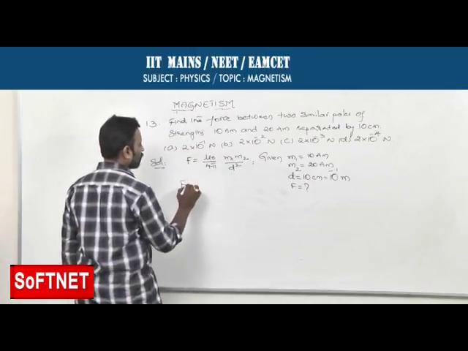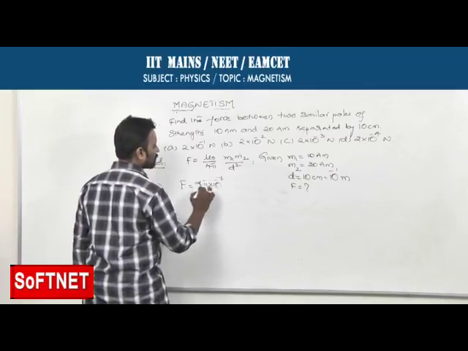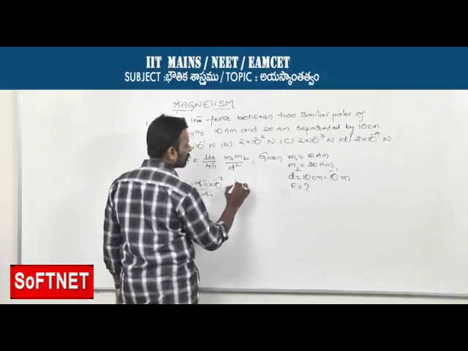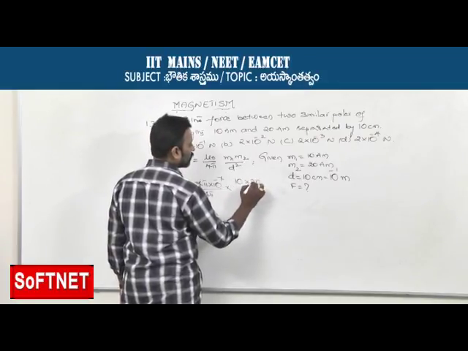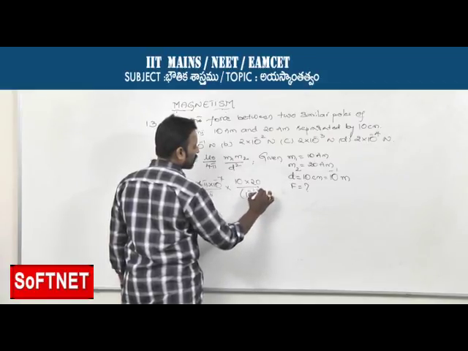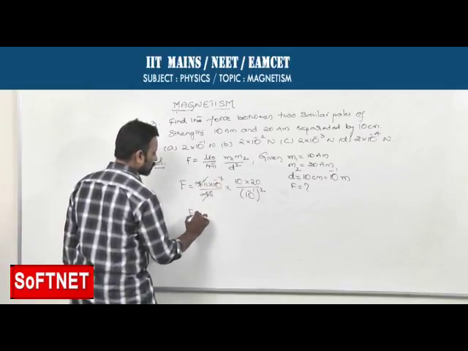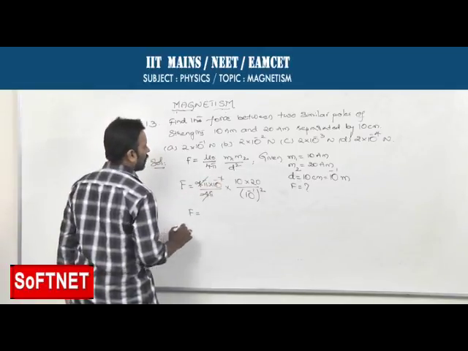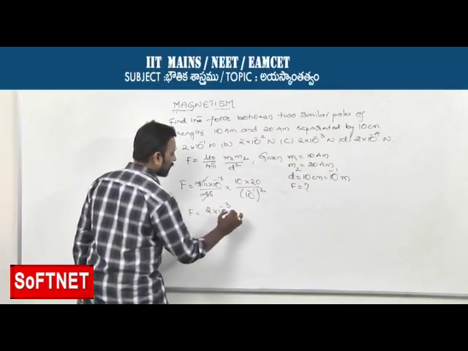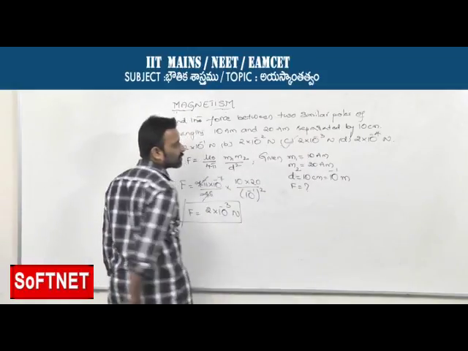So, the force F is equal to mu naught, whose value is 4 pi into 10 power minus 7, by 4 pi, into m1 into m2, 10 into 20, by d square, which is 10 power minus 1 whole square. When you simplify this, you will get the force as 2 into 10 power minus 3 newtons. So, the third option is correct.